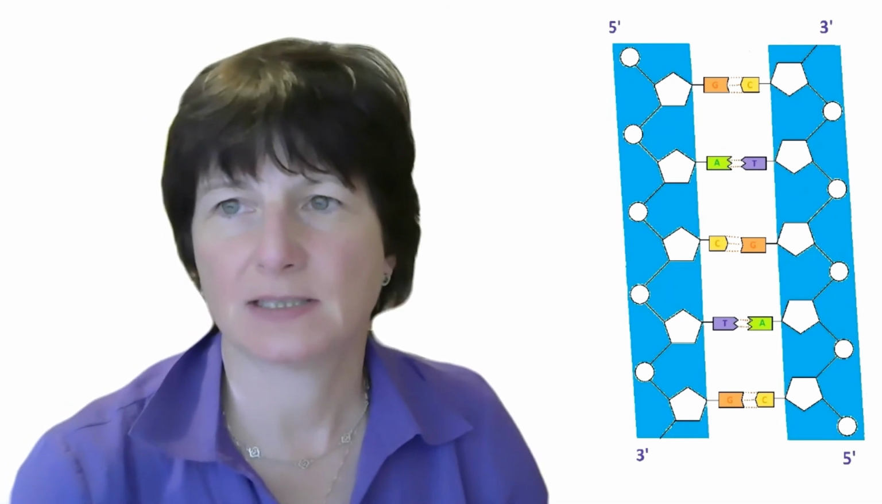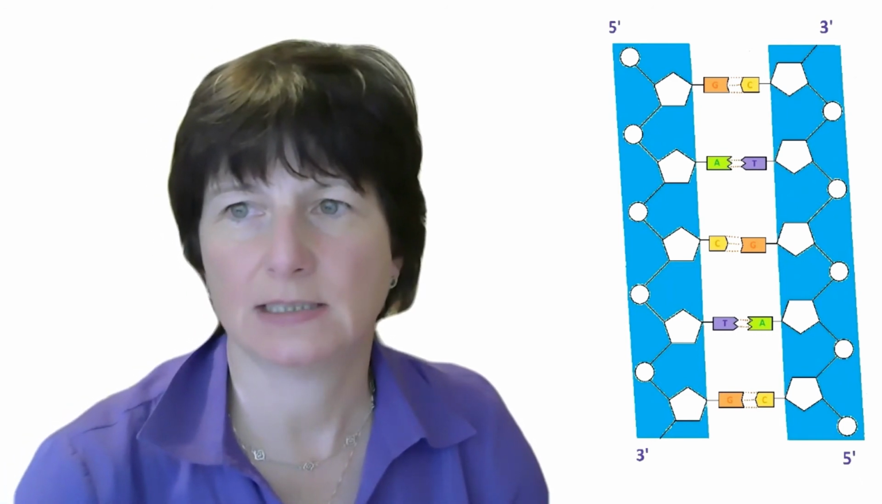And the other strand runs in the opposite direction. It's called the antiparallel strand. In that one, the phosphate is on the bottom right, the 5' end, and the top is the 3' end. You can see the bases matching up here, G and C, A and T.